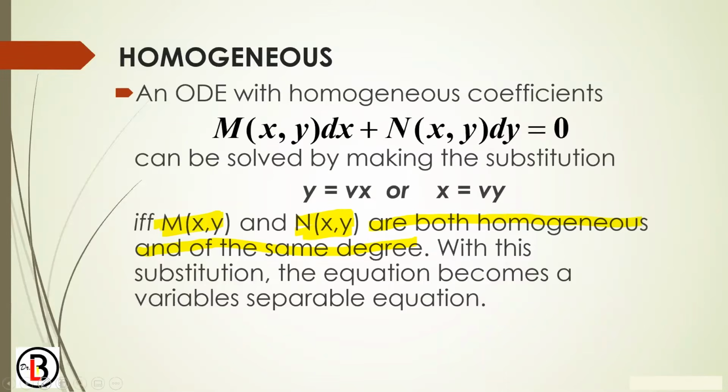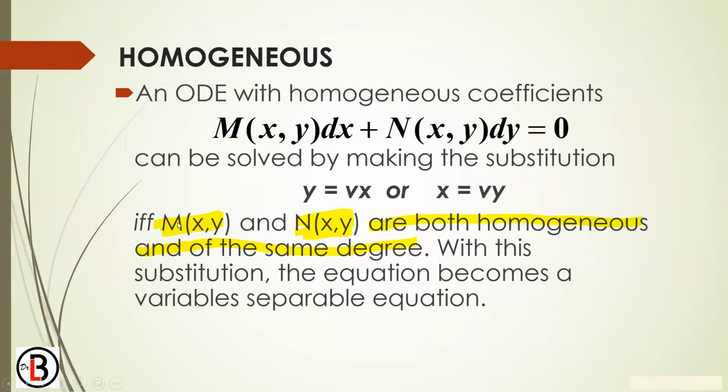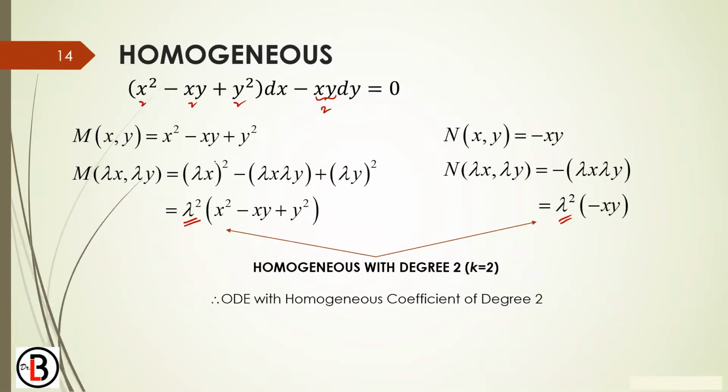Okay, what does that mean? Let's try solving this one first. Look, you're able to bring out lambda squared. According to this definition here, it is homogeneous and you'll be able to make the substitution if and only if both the terms M and N are homogeneous and of the same degree. So they're both homogeneous and they're both of the same degree, squared. Therefore, if that is the case, we could solve this.